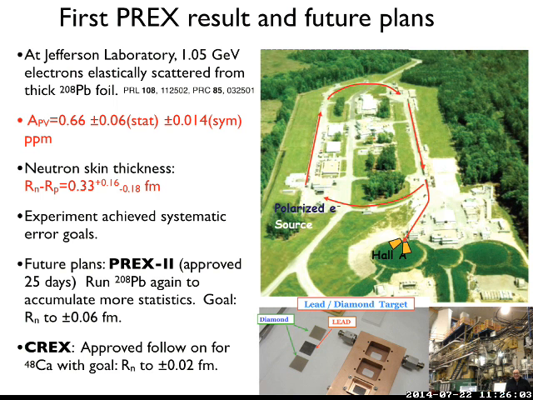So our future plans are to run again. PREX-2 was approved, probably scheduled to run in 2016, to run lead again to accumulate more statistics and decrease that error bar by a factor of 3. In addition, we are also approved for a second experiment, CREX, to measure the neutron radius of a smaller neutron-rich closed shell nucleus, calcium-48.